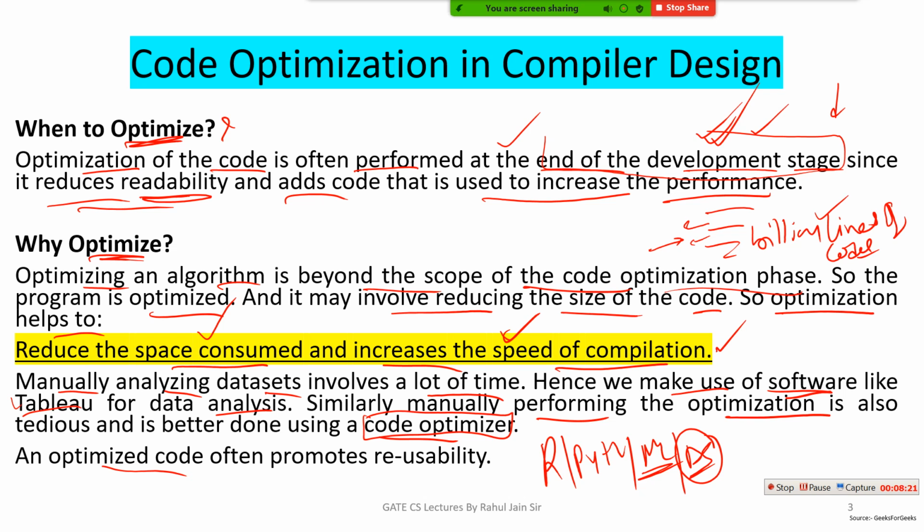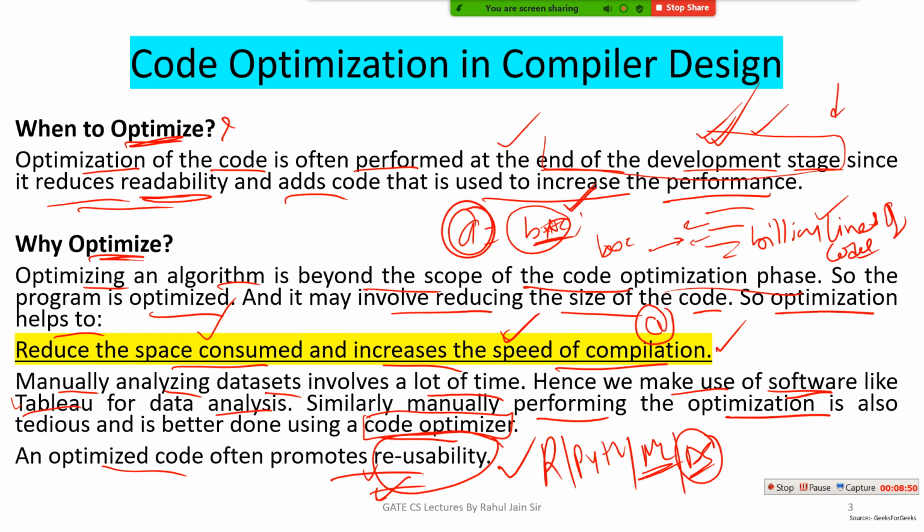An optimized code often promotes reusability, because optimized code will promote reusability. Suppose a line of code is there, A equals B into C, and further, in later phases, there is a great need for B into C. Then we will not write B into C again and again. We will reuse this A. Whenever we need the result of B into C, we will take it directly from A. So an optimized code often promotes reusability. Very important point, guys. So take a screenshot of it and I can proceed to the next one. Please take a screenshot of this slide.